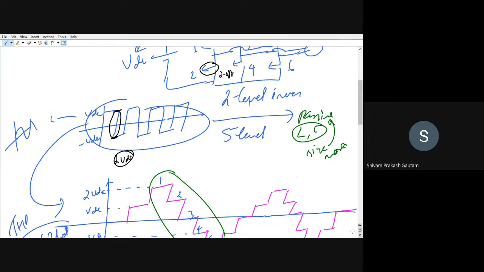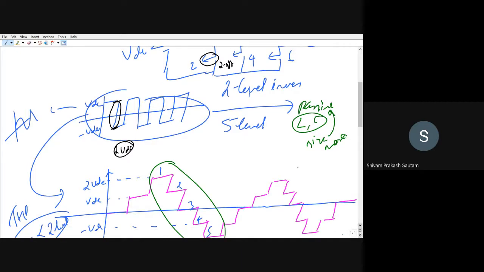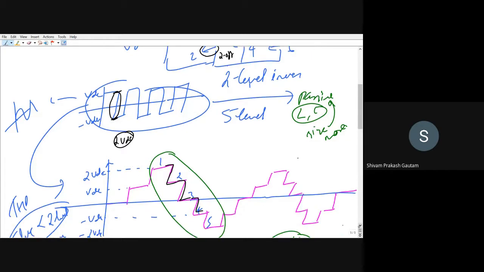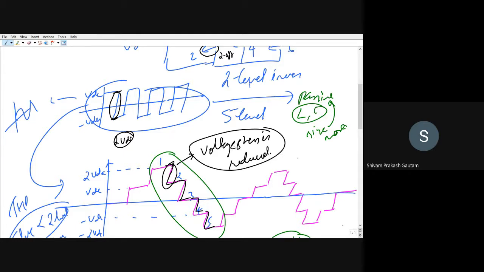Whereas if you compare this with the 5-level, after VDC it will go to maybe VDC by 2, and then it will go to 0, then it will go to minus VDC by 2, then again minus 2 VDC. So you can see the voltage stress is reduced. These are the two main advantages, you can say, why we want to go for 5 levels.